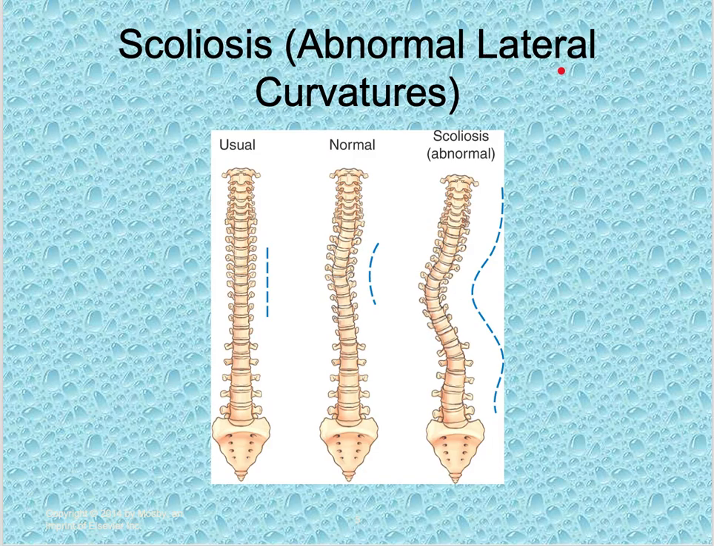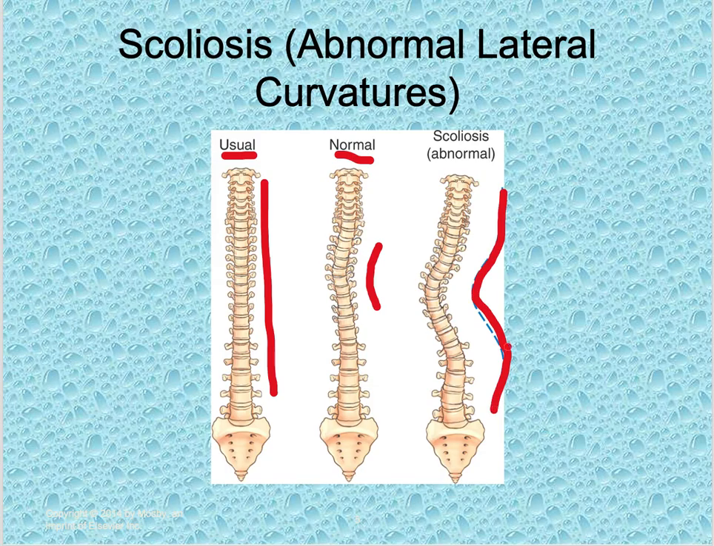So scoliosis, abnormal lateral curvature, we have the usual spine, okay? So it's straight. There is no abnormal curvature. You can have a normal curvature. So here's a little lateral curvature that they're calling normal. It's not scoliosis. It's just a normal lateral curvature. Now you have scoliosis, which is abnormal, and it becomes exaggerated lateral curvature before it finally comes back to straight. So this would be your normal spine. This is that exaggerated curvature as we come around, okay?